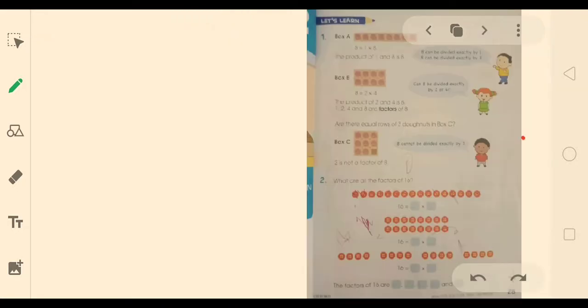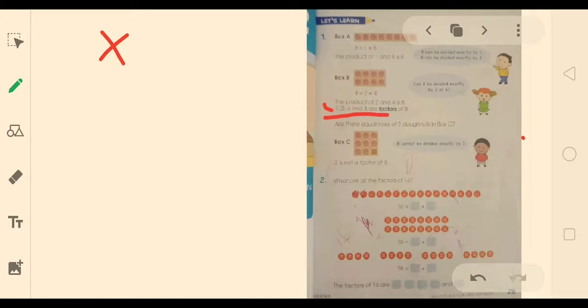Come to the next page. We will do the box C later, but come to the next page. The box A and box B equations I have written for you in the last page. The same thing has been written over here. The product of 1 and 8 is 8. Simple. Product, what does it mean? Product means multiplication. Okay. For box B, 8 is equal to 2 multiplied by 4. The product of 2 and 4 is 8. 1, 2, 4 and 8 are factors of 8.